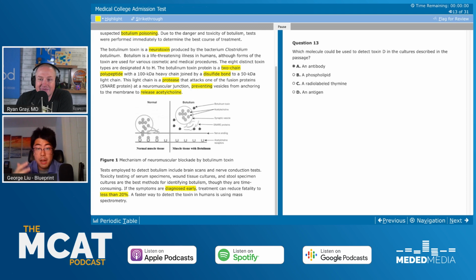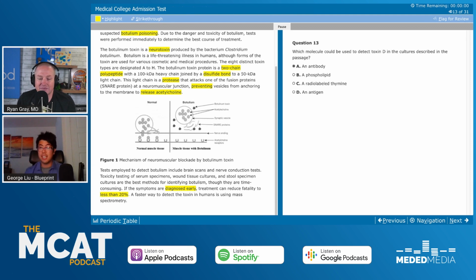But this is why paraphrasing and distilling the question to something simpler makes your thought process easier. Instead of looking at it as specifically detecting something in cultures about the passage, all this question is asking is, how do you detect protein, right? What do you use to detect protein? Antibody, phospholipid, radiolabeled thymine, or an antigen.